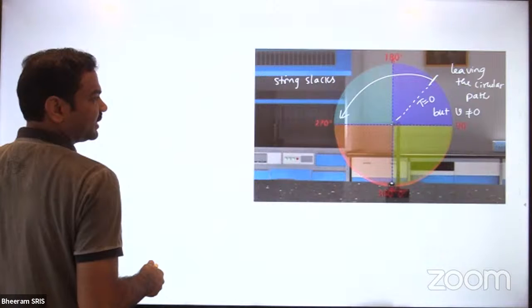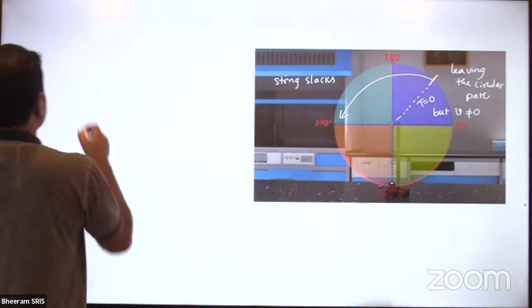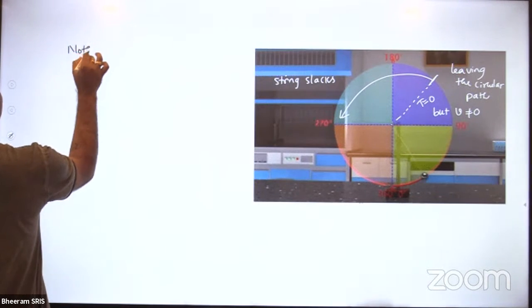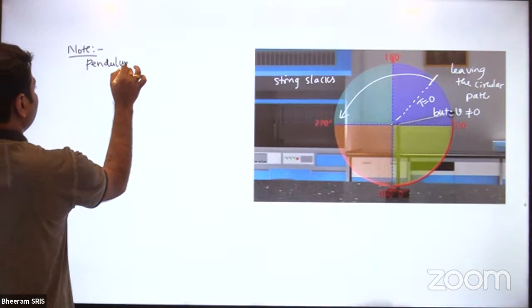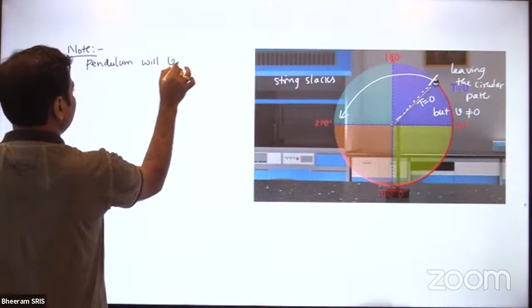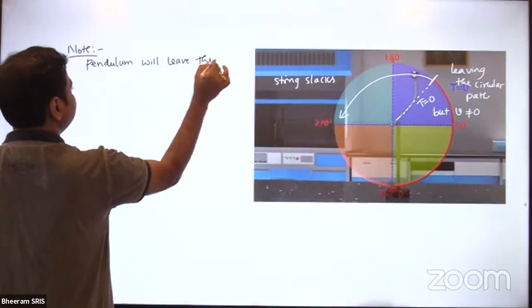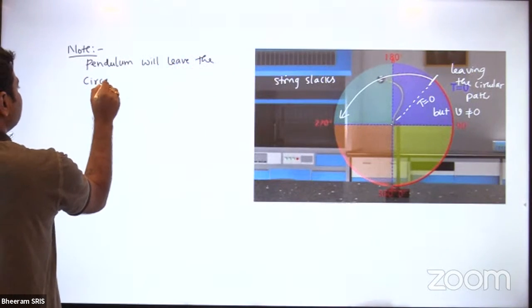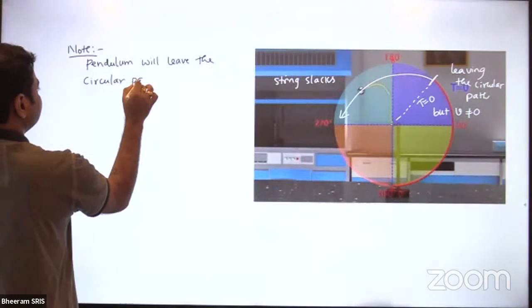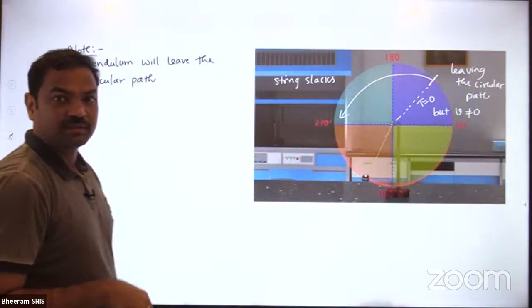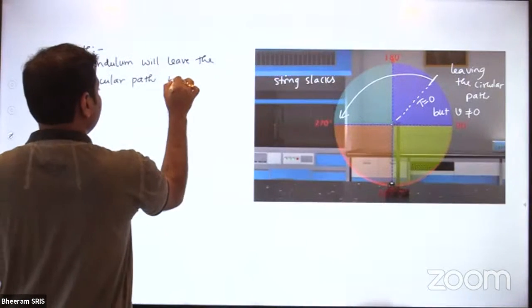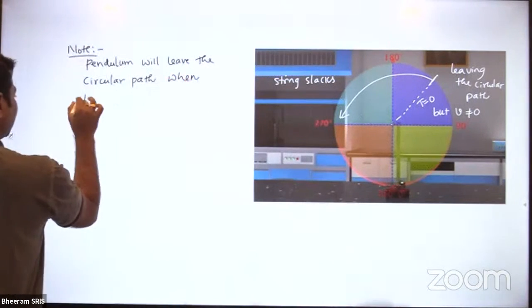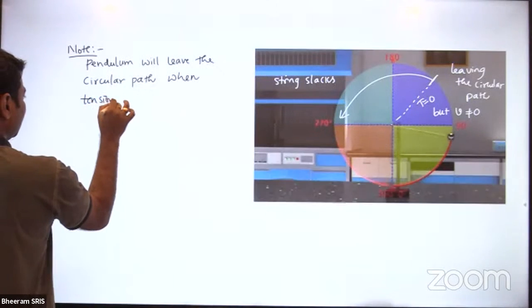So what I can write down, we can make a note: pendulum will leave the circular path. Understood? When? What is the condition for leaving the circular path? When tension becomes 0.